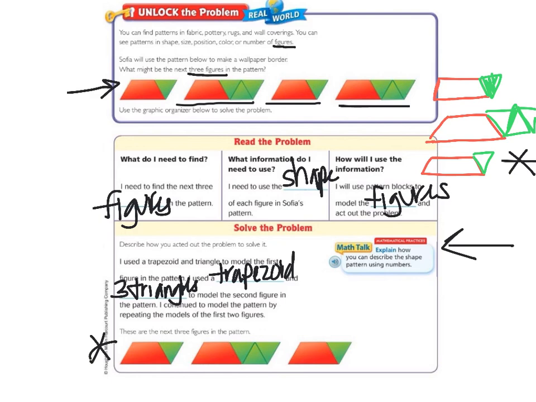If you're listening to this flipped lesson, please write the word trapezoid at the top of your paper. Please make sure your page looks like mine before continuing.